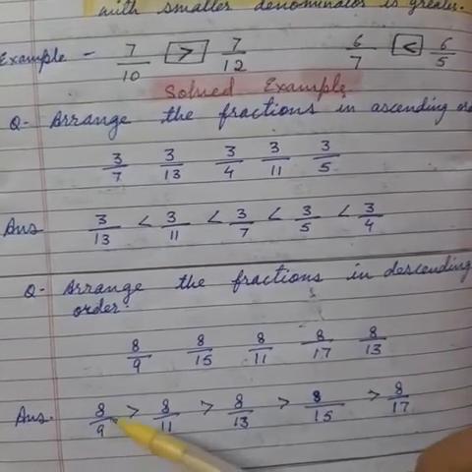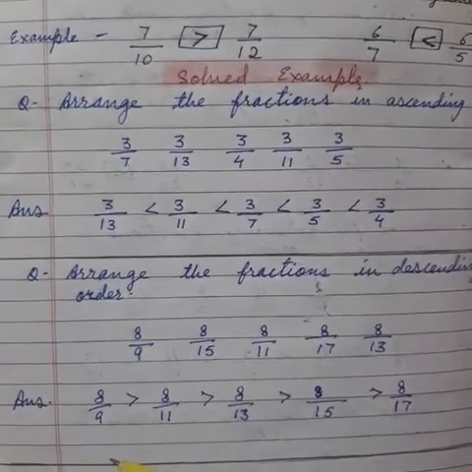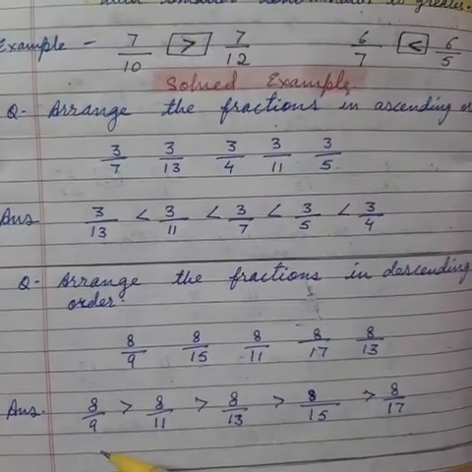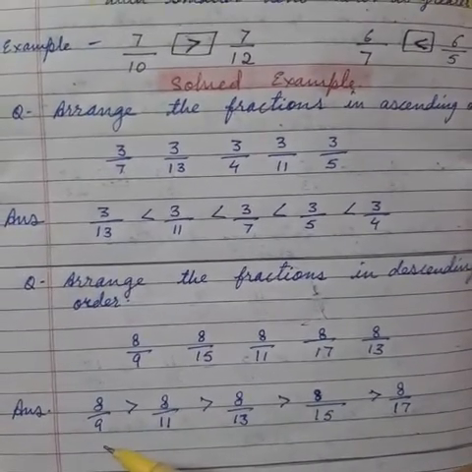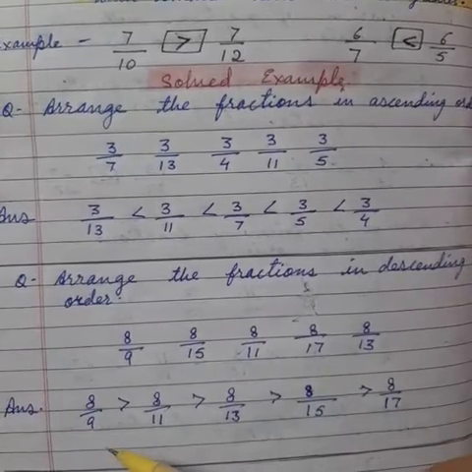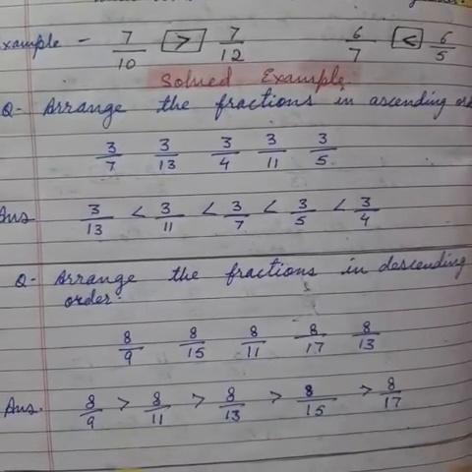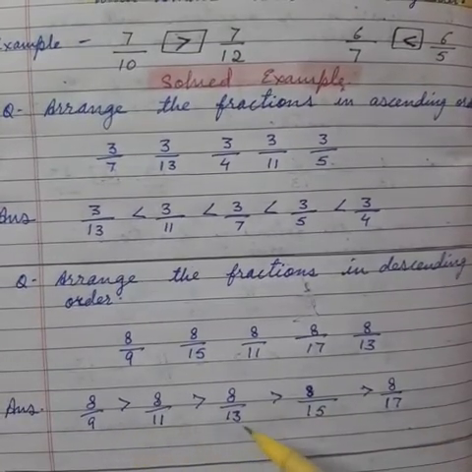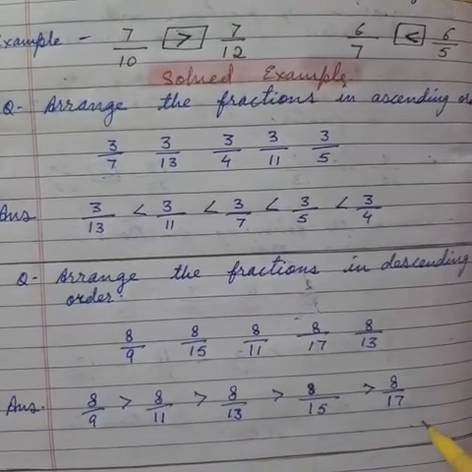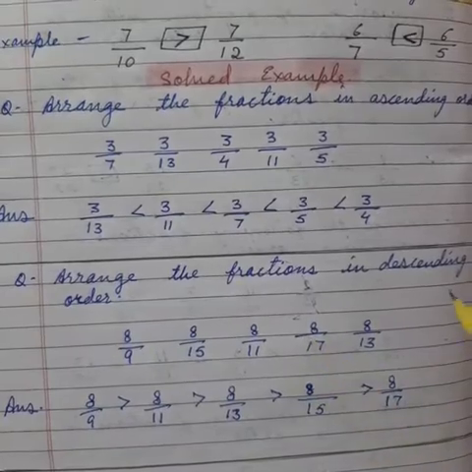So we find that 8 upon 9 is the largest fraction, because according to the rule, the smaller denominator will be the greater fraction or the largest fraction. So we write it in the first place and then move on to the small and the smallest. So 8 upon 17 will be the smallest fraction according to the descending order.